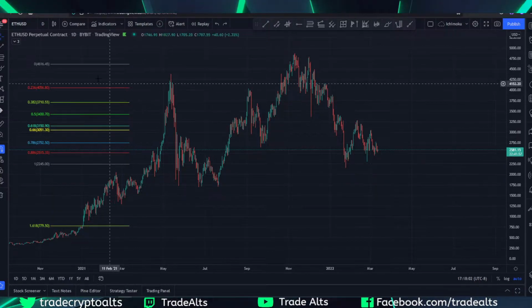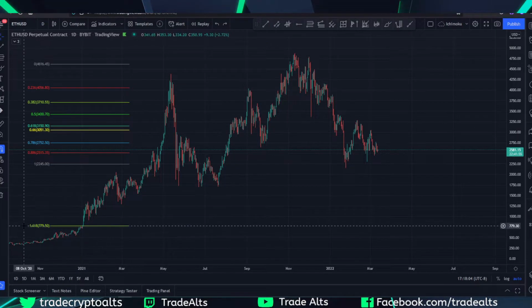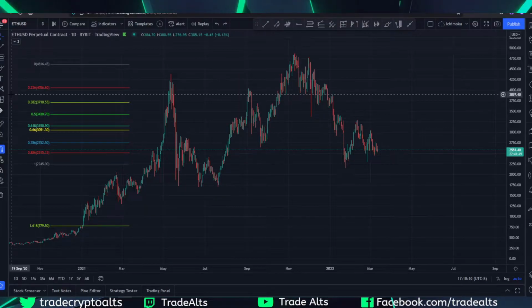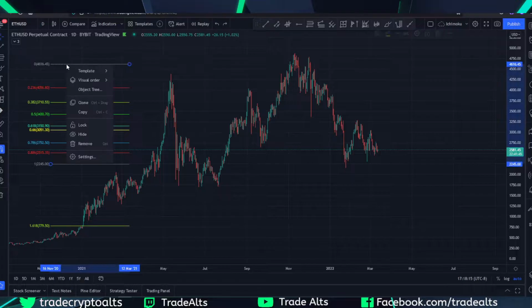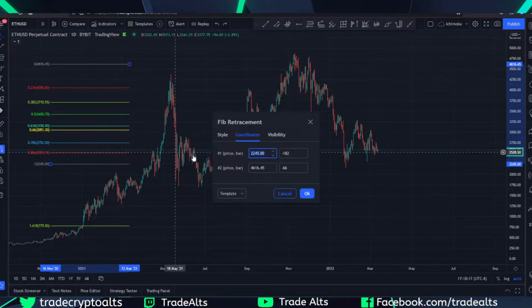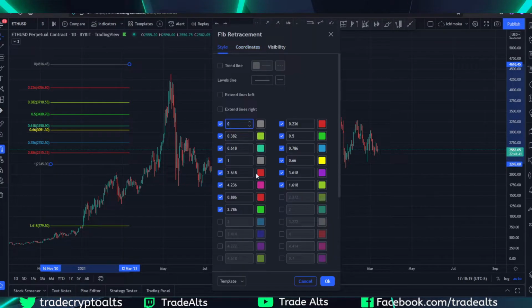So this is just a Fibonacci retracement with the 1.618 expansion on it, because I always have this on my fib retracement. I just like to know where it is. Now, if you go here to your settings, I just right click, go to settings, go over to style, you can see which ones I have selected here. A lot of the ones on here I don't really use, I just have them checked.